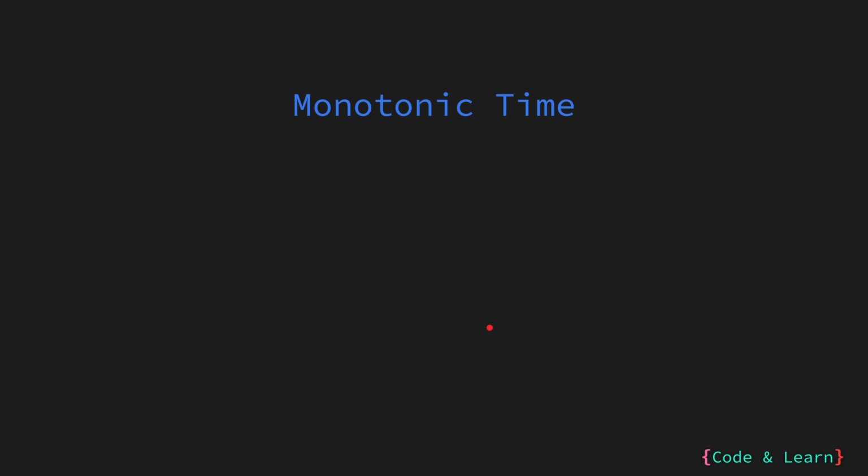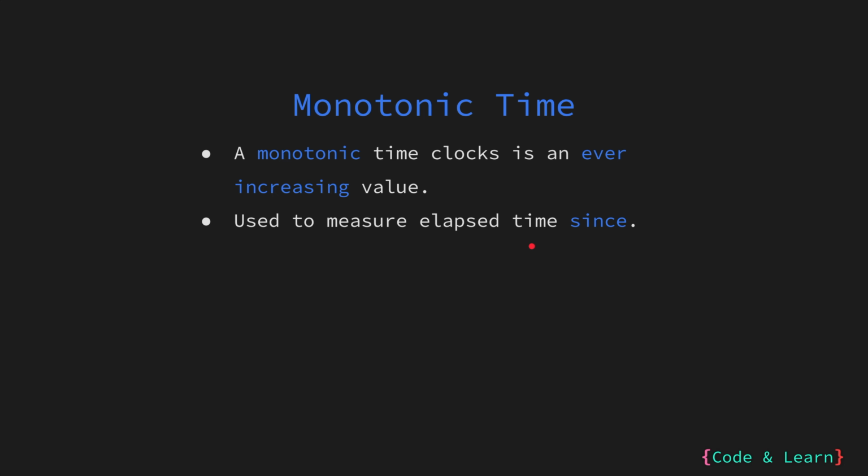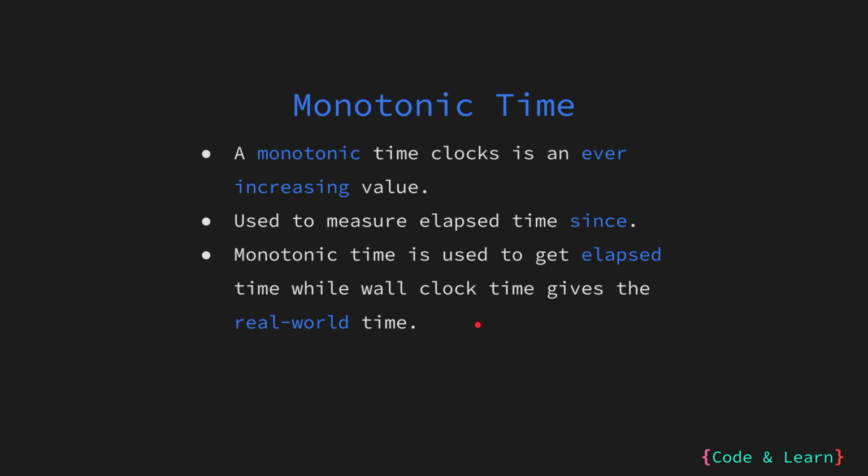Now let us go over monotonic time. A monotonic time clock is always increasing in value and never jumps backwards or forwards, unlike the wall clock. Think of it as an ever increasing counter. It is used to measure elapsed time since an arbitrary starting point in the past, like starting up a computer system, or the Unix epoch time. In summary, the wall clock time is used when you need to know the actual time, while the monotonic time is used to measure the elapsed time without being affected by the wall clock time changes.